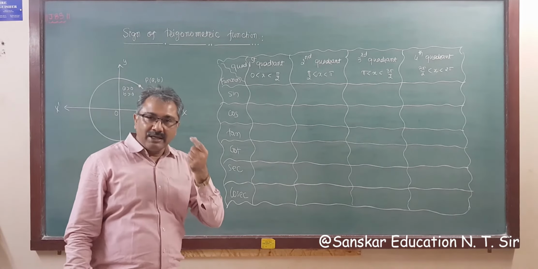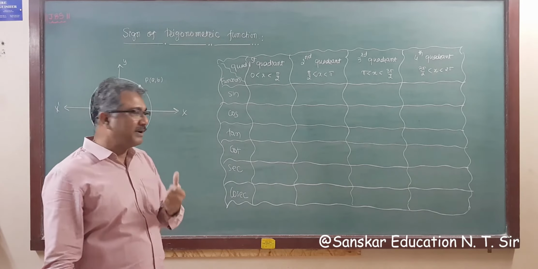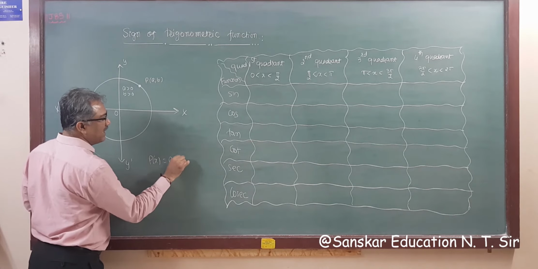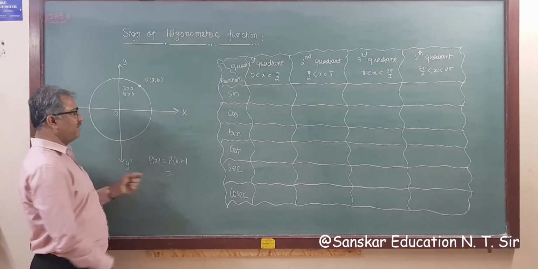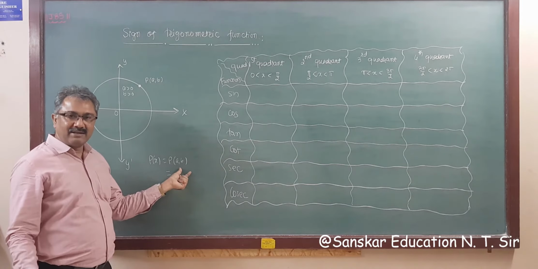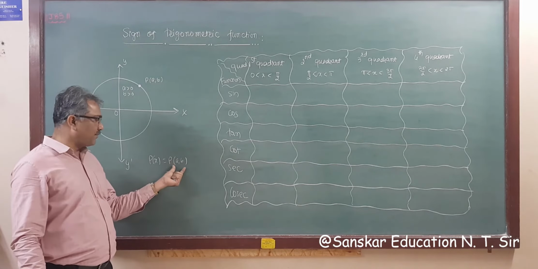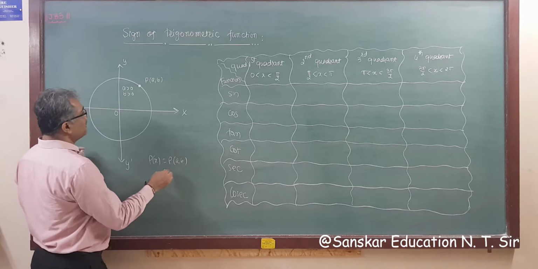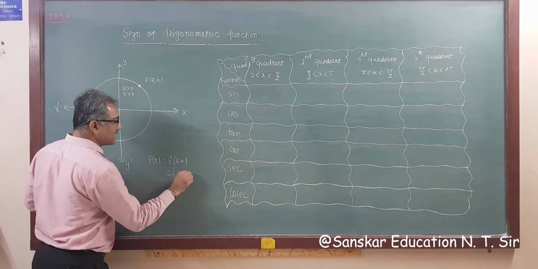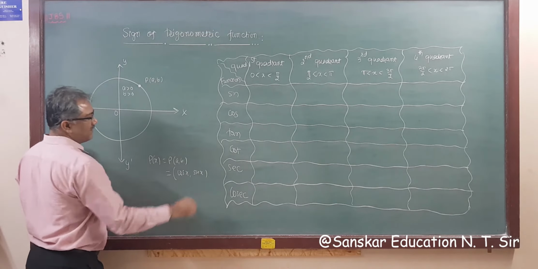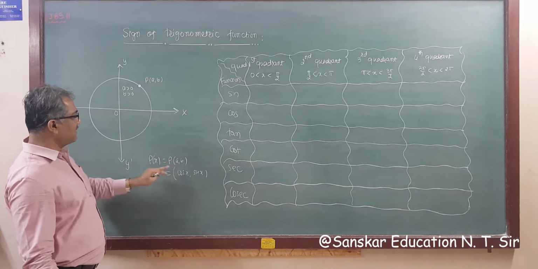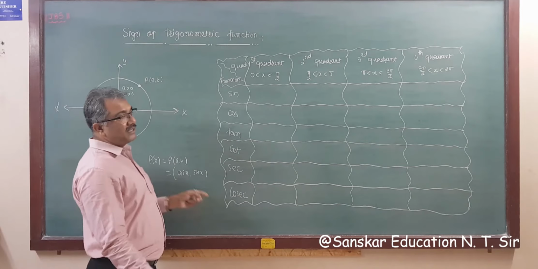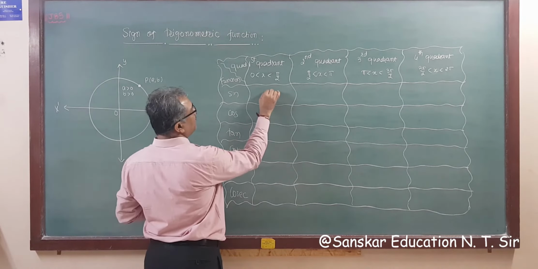Now you know our trigonometric point function is defined as P(x) = P(a, b), and for this t point, the x coordinate is always the cos function and the y coordinate is always the sin function. So this is our cos x and this is our sin x. Means a is greater than 0, b is greater than 0, that is cos x is greater than 0, sin x is greater than 0. Greater than 0 means positive. So sin positive, cos positive.